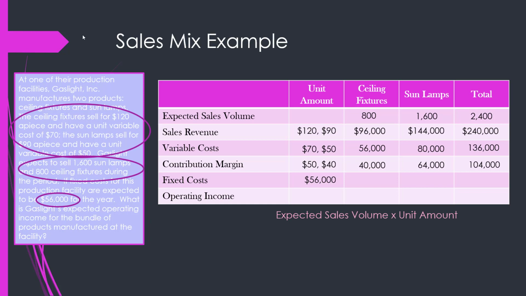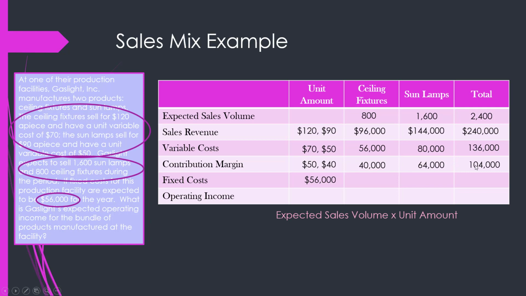This is a good point where you can check, because if we have $40,000 from ceiling fixtures and $64,000 from sun lamps, you add those two together, you get $104,000. If we're going to do $240,000 in total sales revenue, and it's going to cost us $136,000 in variable cost to produce those units, $240,000 minus $136,000 is $104,000. So this number over here for your total contribution margin should be equal to your total sales minus your total variable cost, but it should also be equal to the contribution margin for each of the different product lines in your mix.